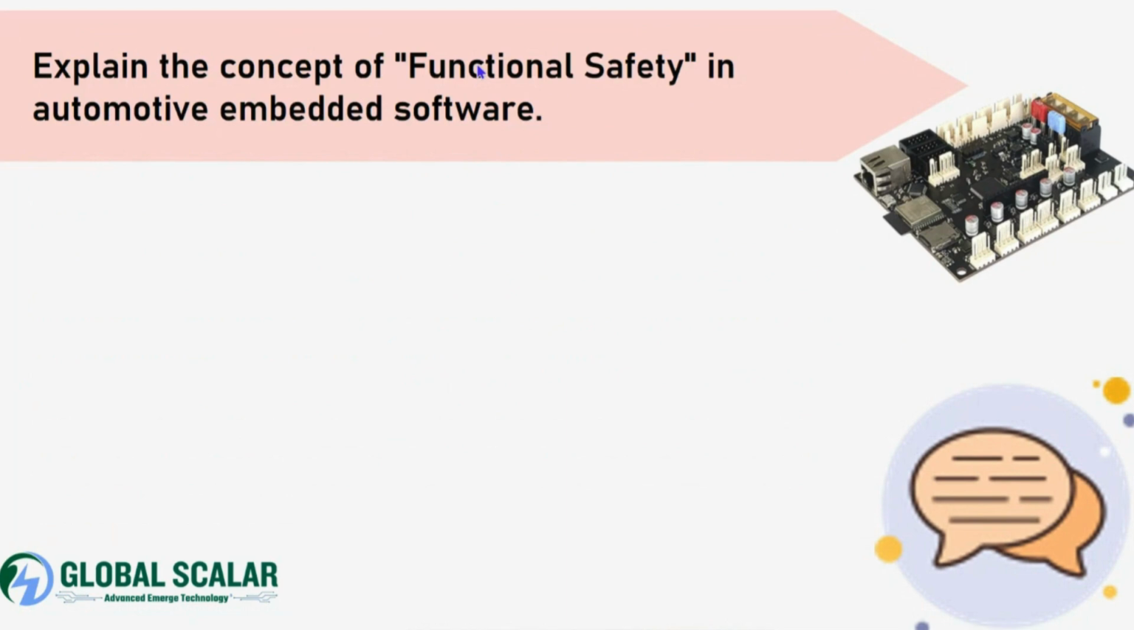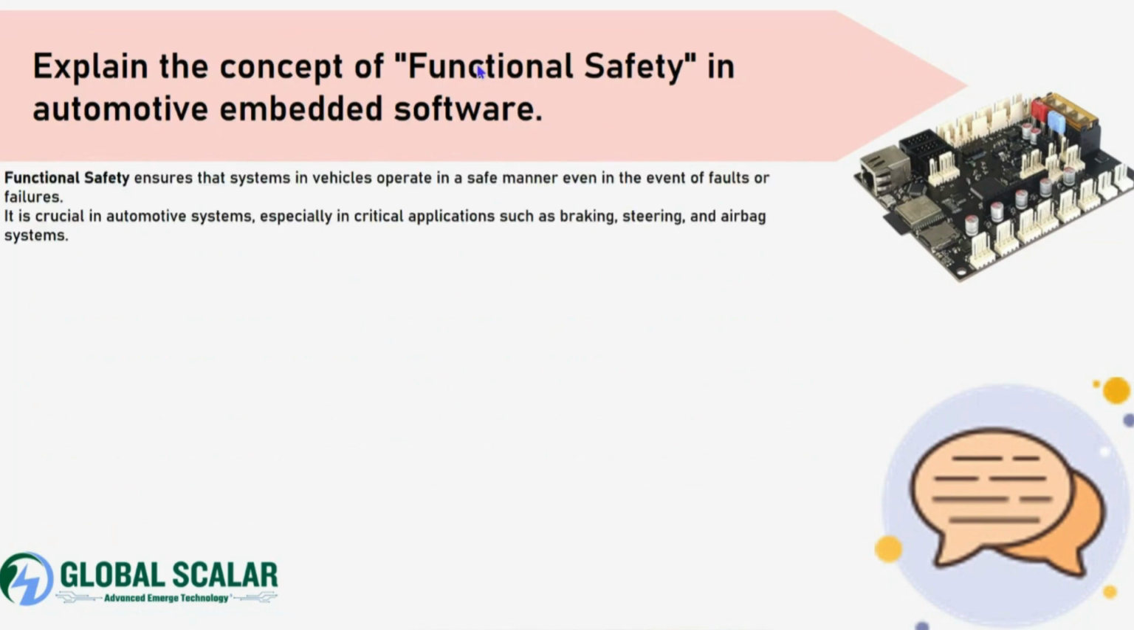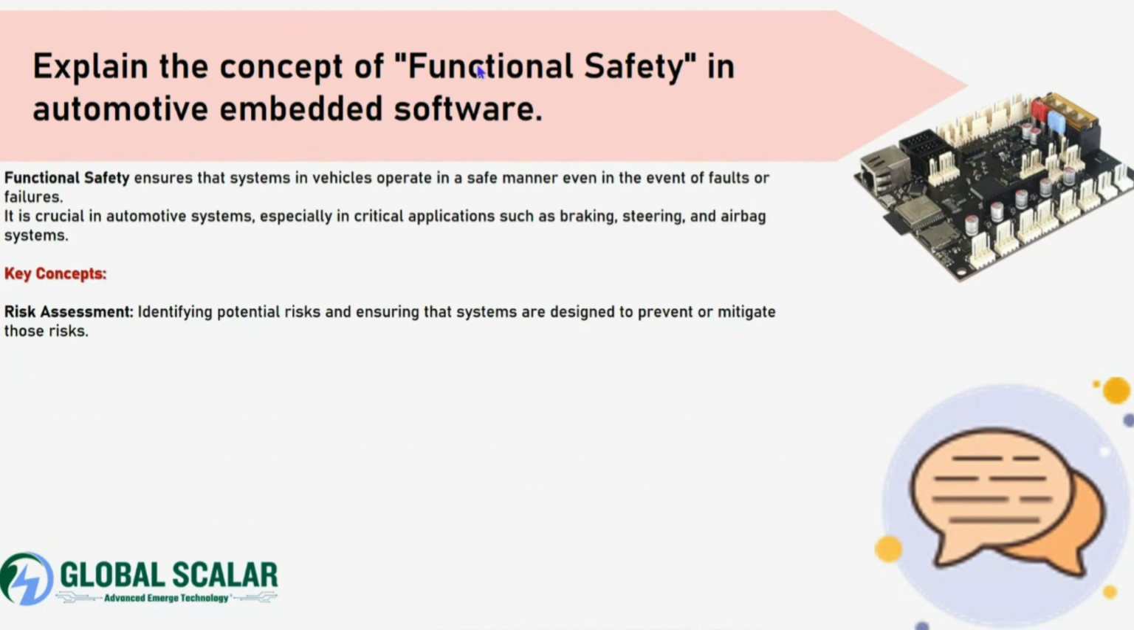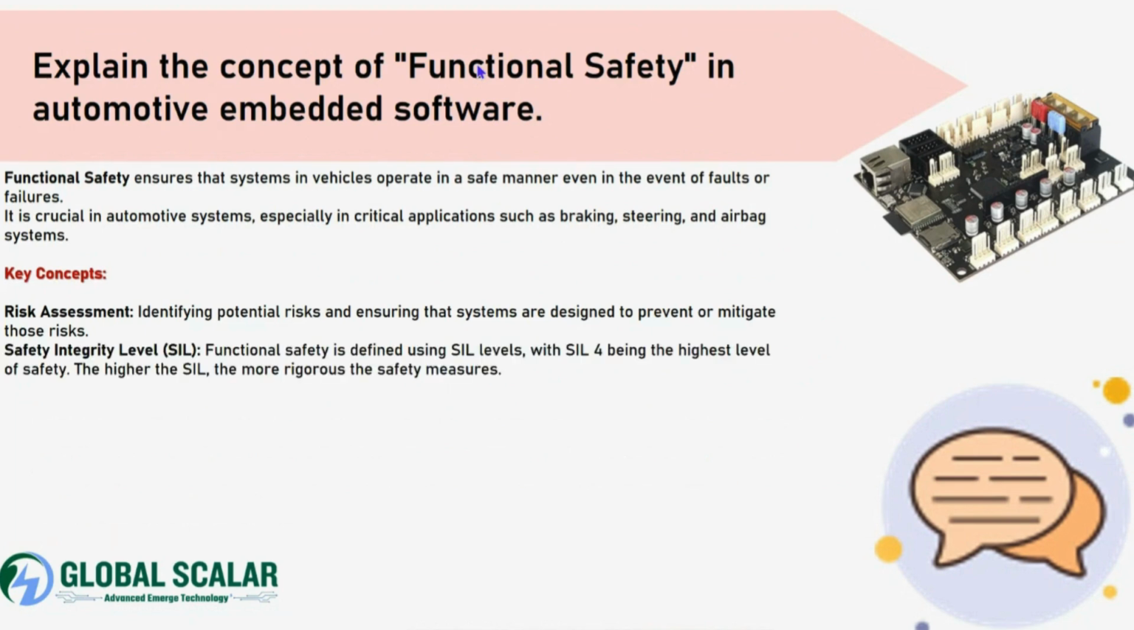Explain the concept of functional safety in automotive embedded. Functional safety ensures that systems in a vehicle operate in a safe manner, even if a fault or failure occurs. It is crucial in automotive systems, especially in critical applications like braking, steering, and airbag systems. So mainly risk assessment, identifying the problem and ensuring that the systems are designed to prevent those risks, and the safety integrity level, the SIL.